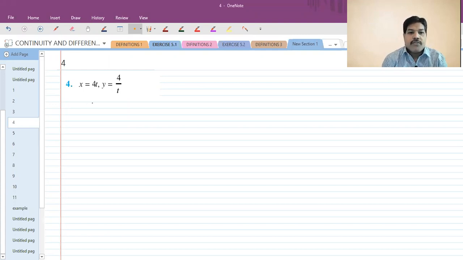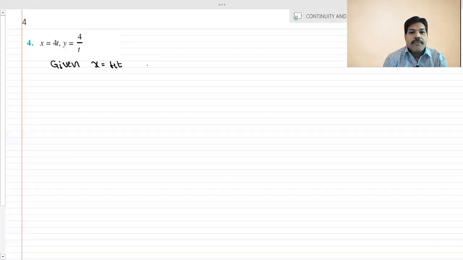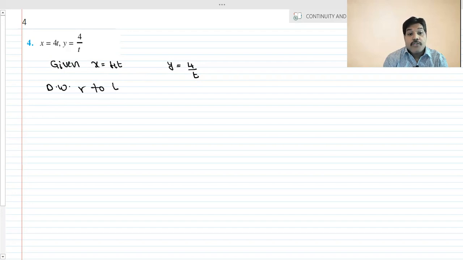So how can you calculate that here? First we have to take the given: x is equal to 4t, and what is the y value, students? y is equal to 4 by t. Then we differentiate with respect to t. Why? Because the parameter is t only here. So differentiate with respect to t, what happens?